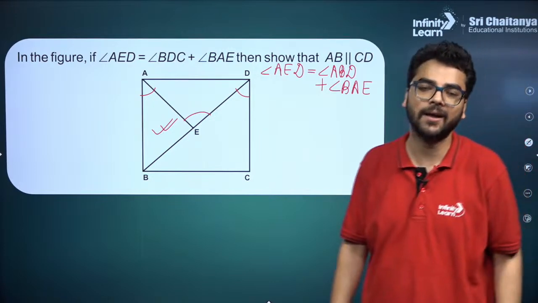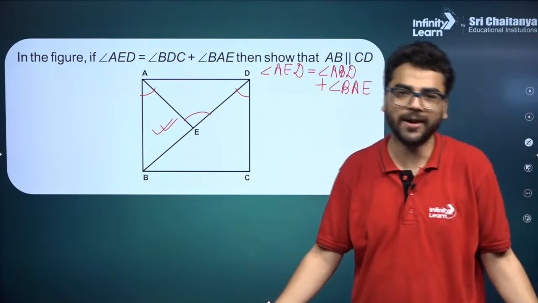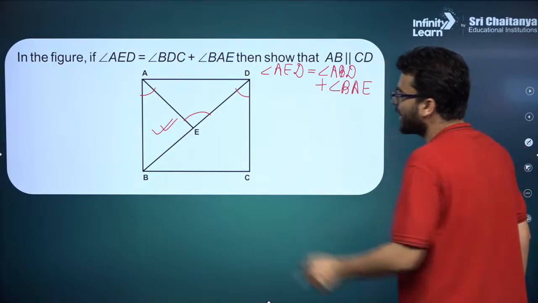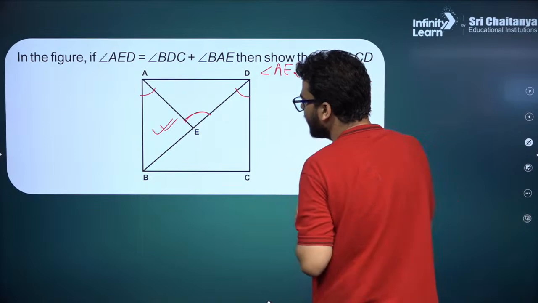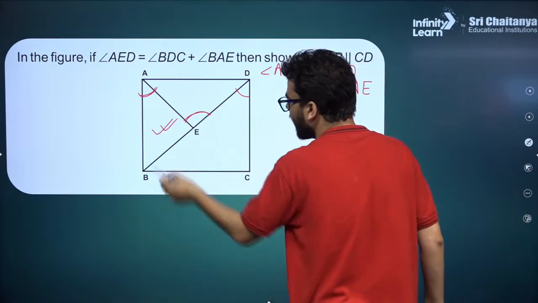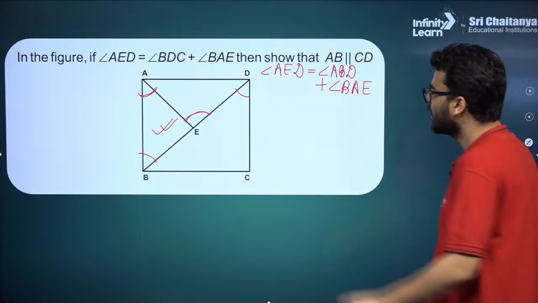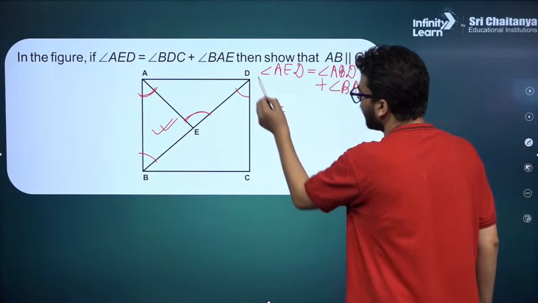It is not a rectangle. Or you don't know what type of quadrilateral it is. It is not given at all in the question. I hope this is clear. But I can say over here that AED is equal to this angle BAE plus ABD. Exterior angle property, that I can say. Now you see, this is already given.